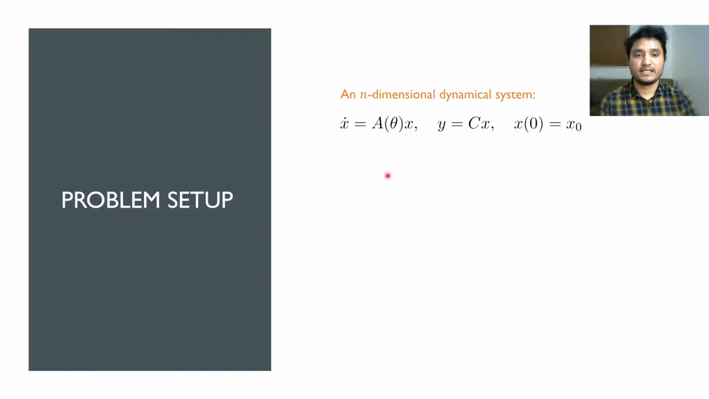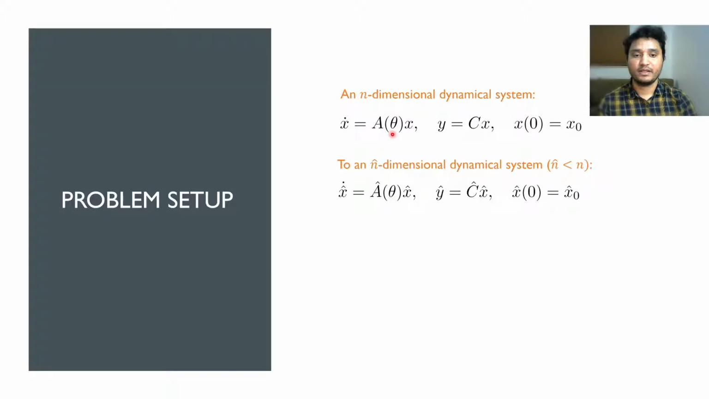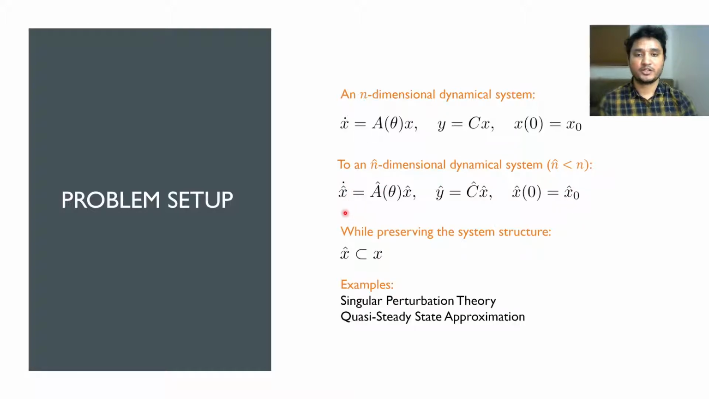So consider this n-dimensional dynamical system, which is a linear system with matrix A dependent on parameter theta, and a reduced model with the lower dimensions. The structured model reduction problem is when our reduced states are a subset of the states of the full model. The motivation for this kind of problem comes from physical system modeling, where we would like to preserve the meaning of the states and the parameters in the full model into the reduced model.